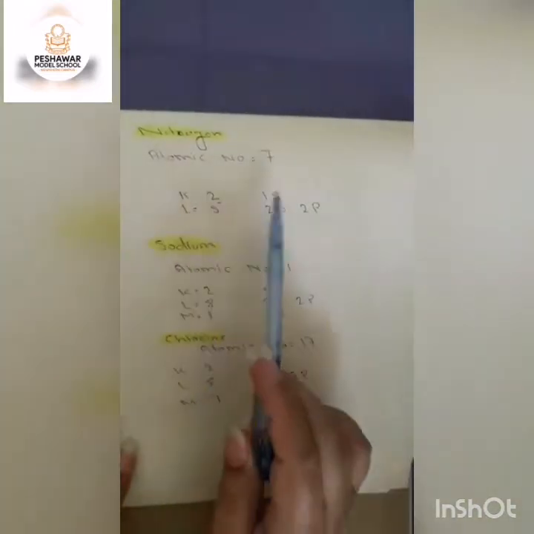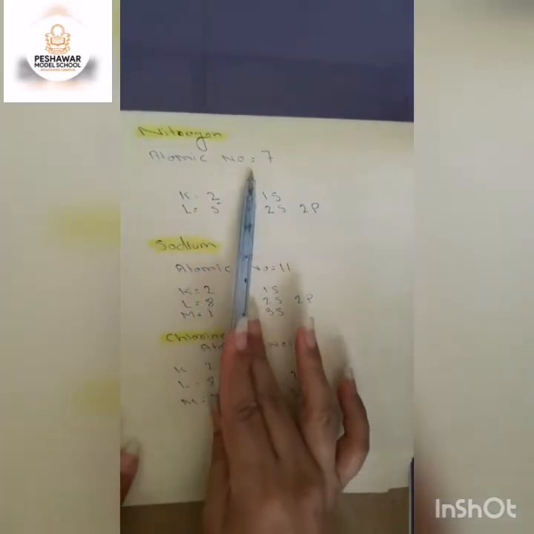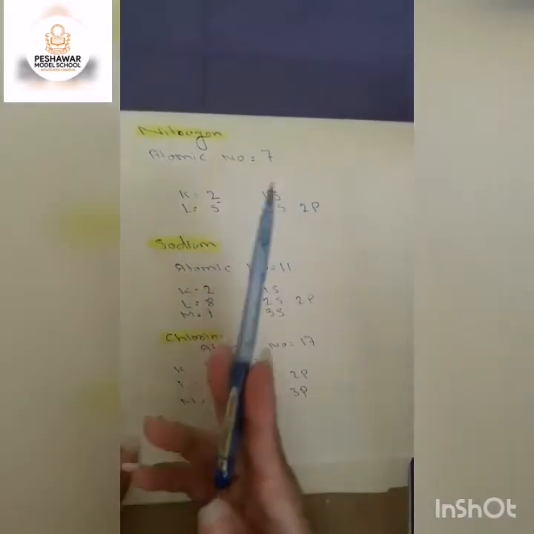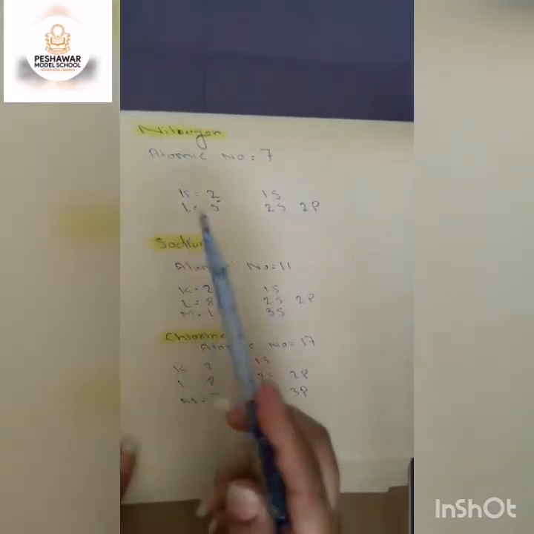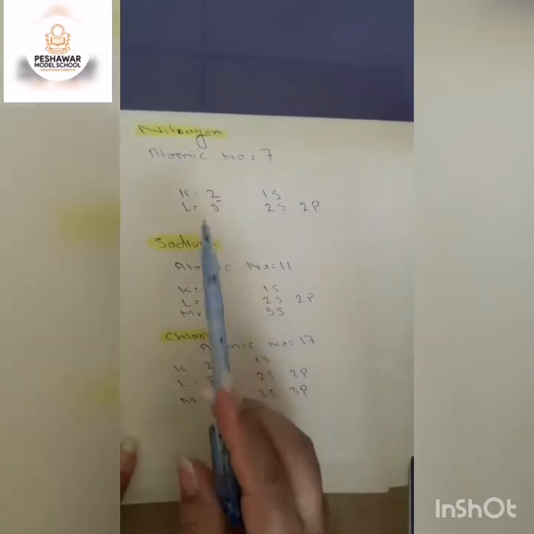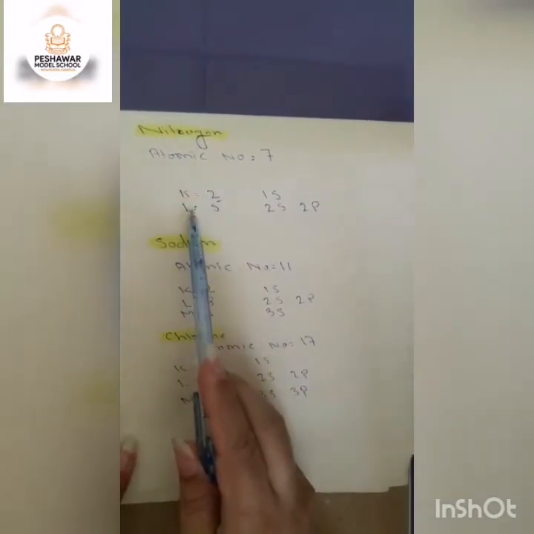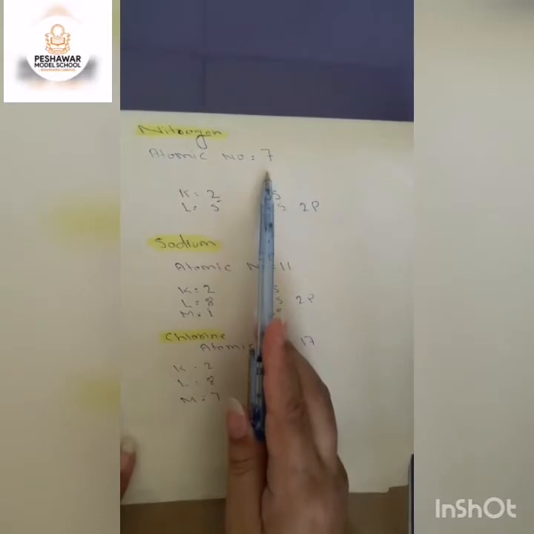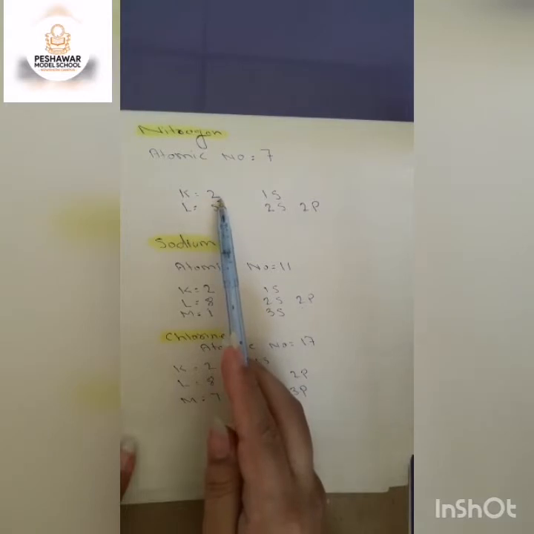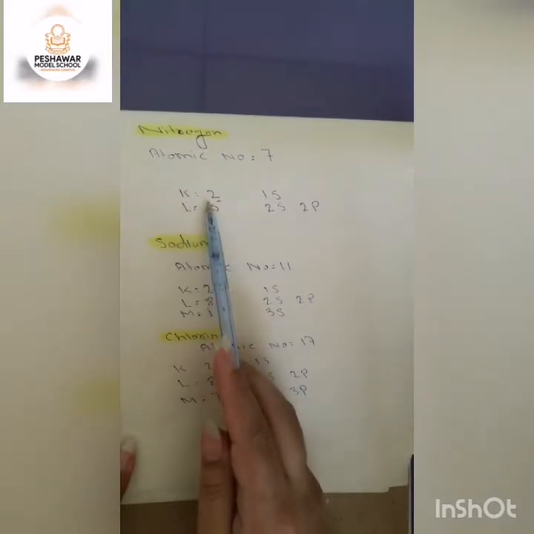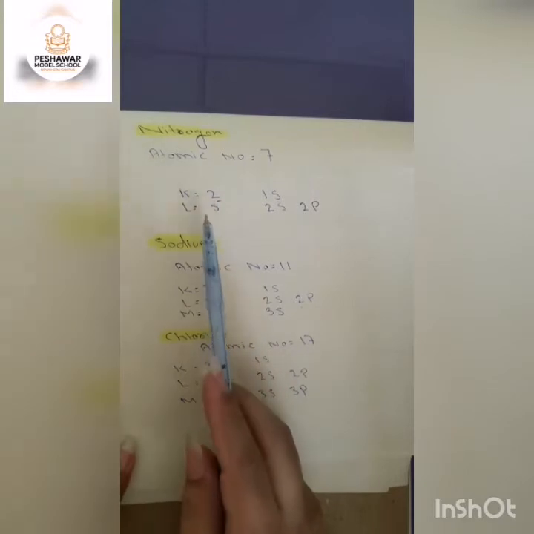Okay, let's take a few examples. First example we will take is nitrogen. Nitrogen's atomic number is 7. It means that it has 7 electrons. How will we arrange these 7 electrons in the shells? As we know, electrons are arranged in shells. The first shell is K, second shell is L. The first 2 electrons will be arranged in the first shell, since the K shell will occupy a maximum of 2 electrons. The rest of the 5 electrons will move toward the L shell.